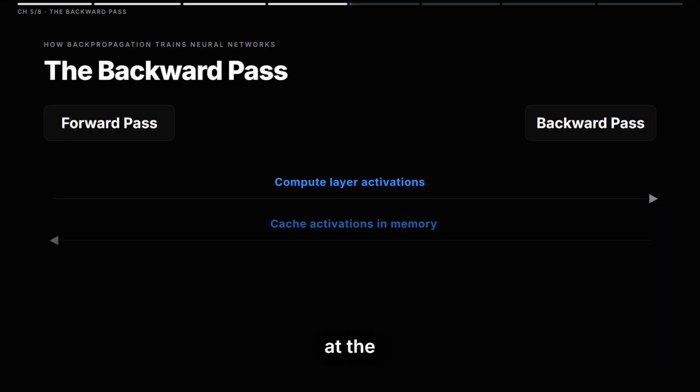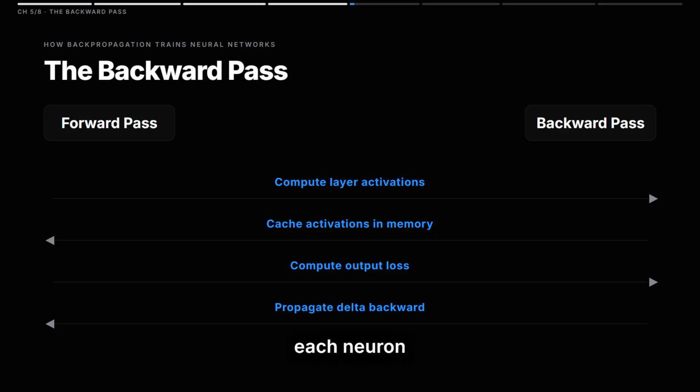The backward pass starts at the output layer and computes delta for each neuron directly from the loss function. Then it works leftward, one layer at a time. To find delta at layer L-1, you take the weight matrix at layer L, transpose it, multiply it by delta at layer L, and then apply an element-wise product with the derivative of the activation function at layer L-1. This recursive formula is the backward pass in its entirety. It propagates the error signal all the way back to the first layer.